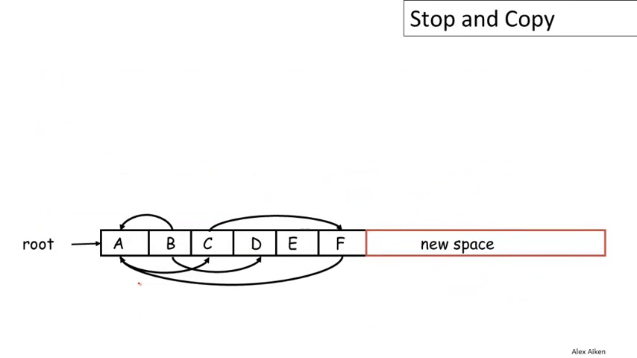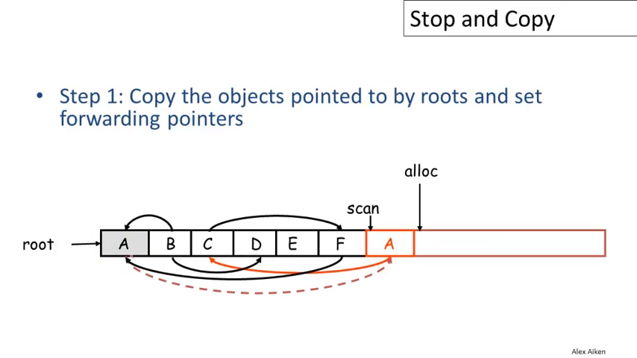Returning to our little example, I'm now going to walk through how a stop and copy garbage collector would collect this particular heap step by step. So notice that we only have one root object, and it's A. Okay, and I just want to point out that A has one pointer, which points to object C. All right, so the very first step, what we're going to do is copy the A object over to the new space.